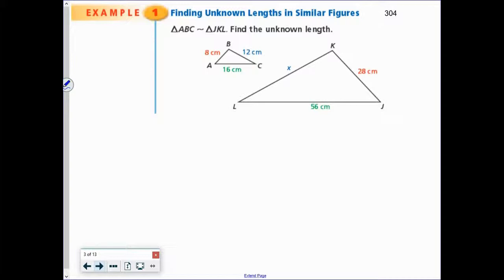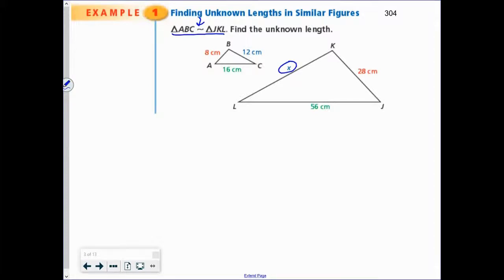So look at triangle ABC and triangle JKL. They are similar, and I know that because it's telling me right here, there's that similar symbol. And it asks me to find the unknown length. So I am looking for X here. We can find X by doing proportions. Remember, if two figures are similar, their corresponding angles are congruent and the corresponding sides are proportional.